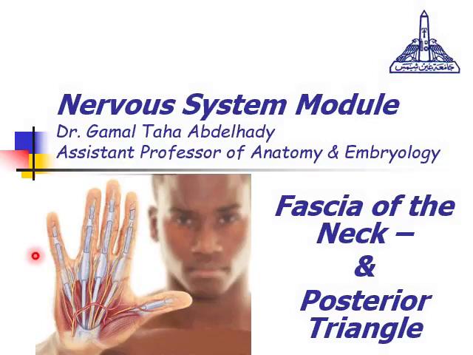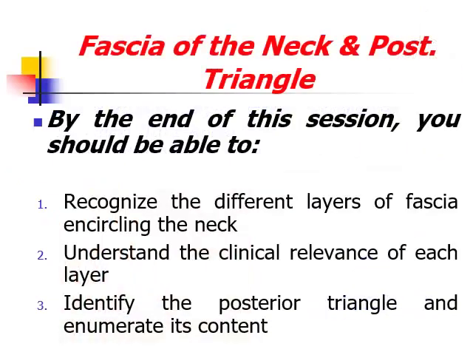Today, inshallah, we're going to discuss a new topic in the nervous system module. We're going to discuss the fascia of the neck and the anatomy of the posterior triangle. By the end of this session, you should be able to recognize the different layers of the fascia encircling the neck. You should understand the clinical relevance of each layer and identify the posterior triangle and enumerate its content.